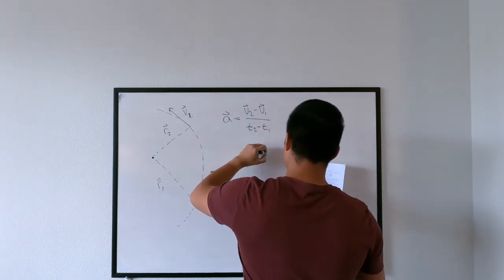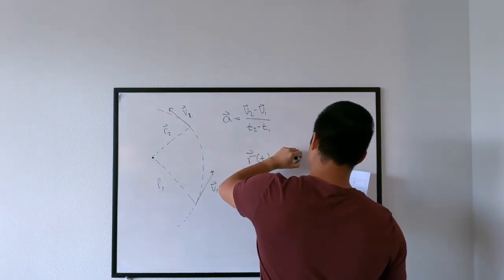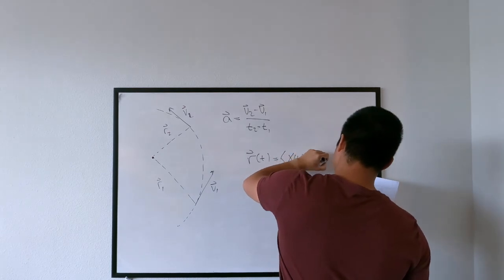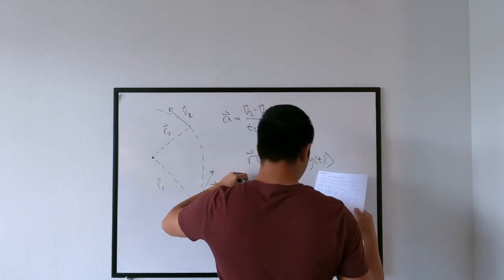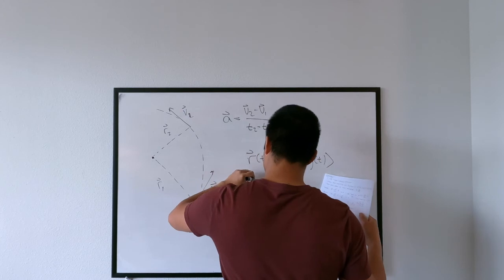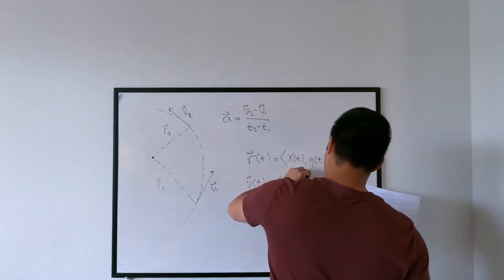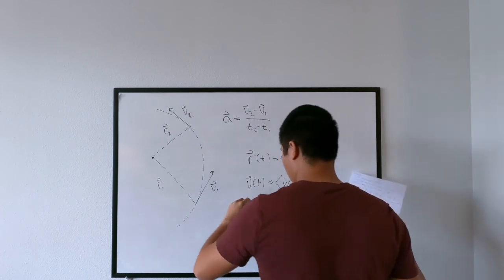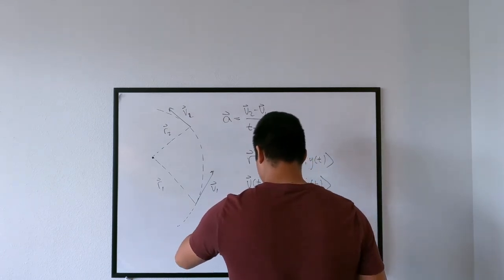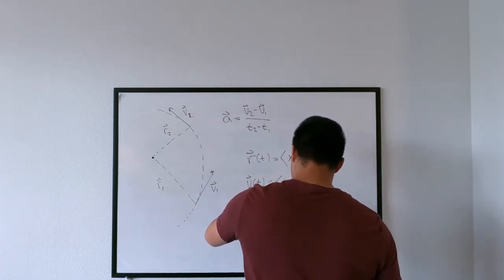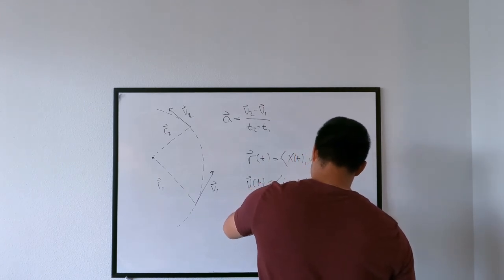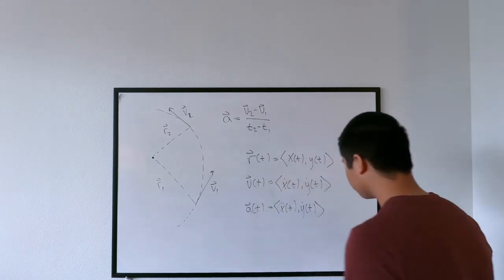So we end up with the following relationships when we do vector relations. We'll get r of t equals x of t, y of t, and then v of t equals x dot of t, y dot of t, and then our acceleration relationship becomes x double dot of t and y double dot of t.